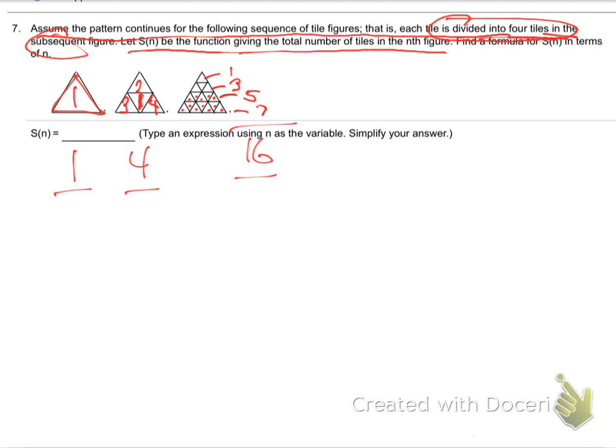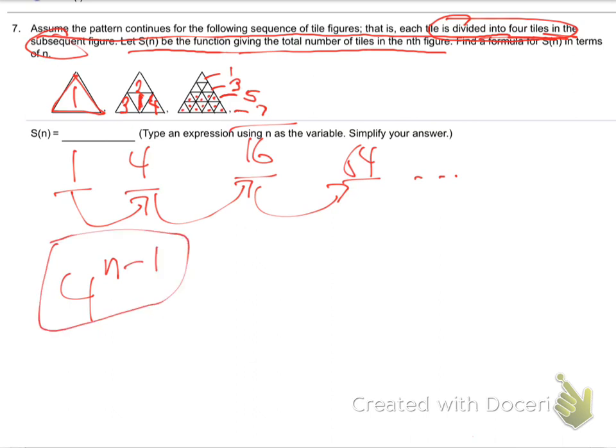What's a formula that can do that? It's multiplying by 4 every time, isn't it? 1 times 4 is 4, times 4 is 16, times 4 is going to be 64 is the next one, etc. It's just going to keep multiplying by 4 every time. Well, what's a formula that does that? Basically, you've got to put 4 to the n minus 1.